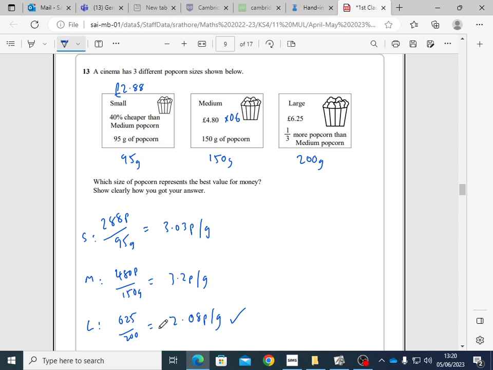Actually, is that right? Sorry, I've done that wrong. I used the wrong number in my calculator. It's 625 divided by 200. Just testing you. Here's what I found. That was actually 3.125 pence per gram. Okay, now we've got that. It makes a massive difference. So which one is the cheapest? Small is the cheapest. That is much cheaper per gram than any of these, so small is the best buy.